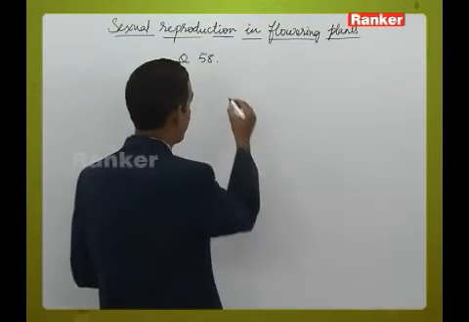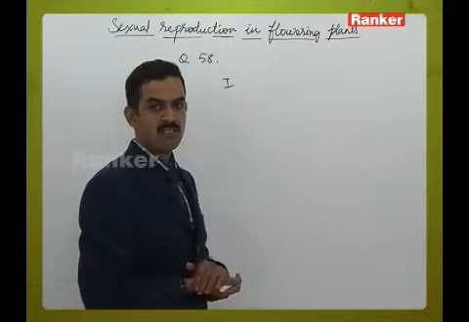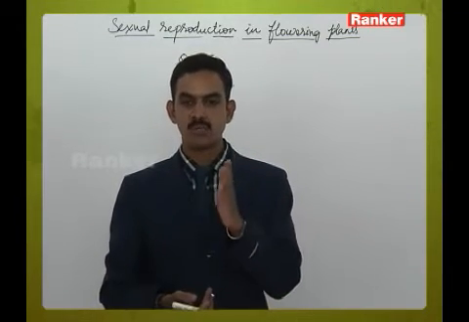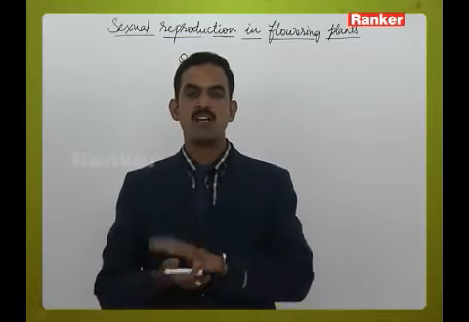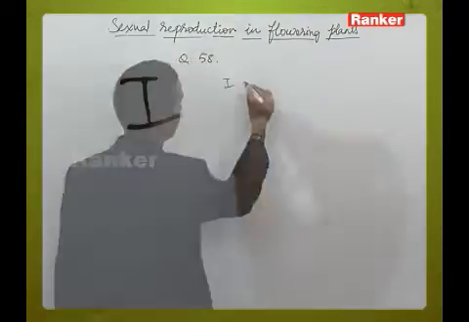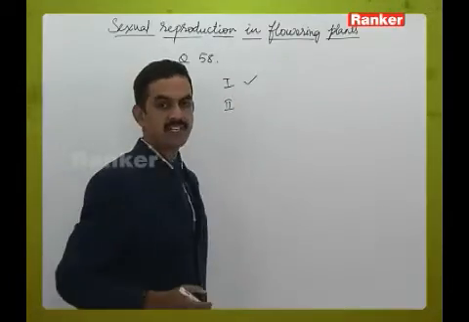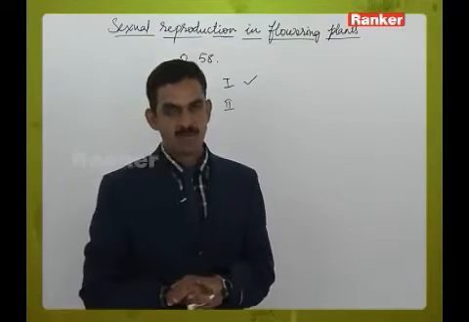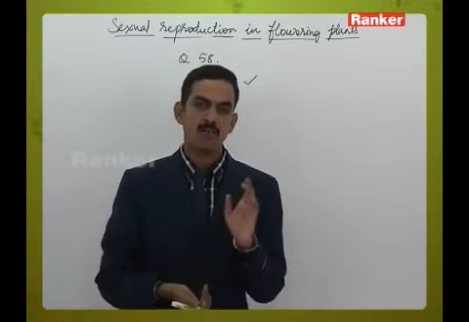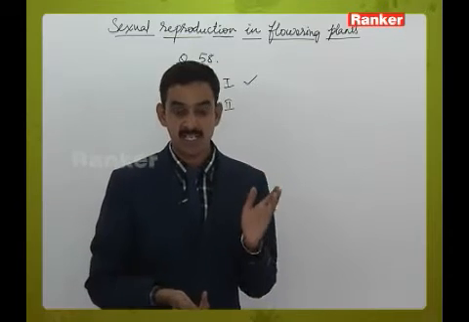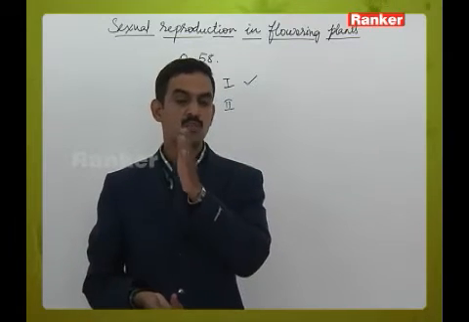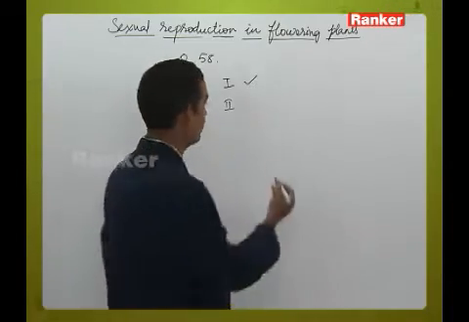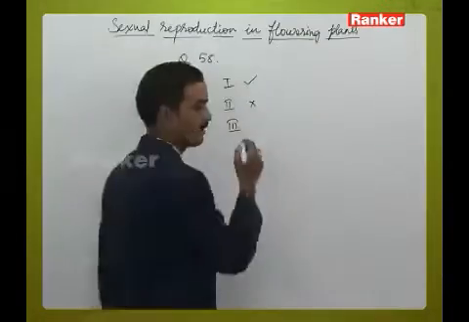Let's come to Roman number 1. Syngamy, zygote, embryo. As a result of syngamy, it gives rise to zygote, and zygote will form into embryo. So this is correct. The second one, triple fusion, PEN, perisperm. Actually, as a result of triple fusion, the primary endosperm nucleus is formed. That is correct. That primary endosperm nucleus should develop into endosperm, but it is given as perisperm. That is incorrect.